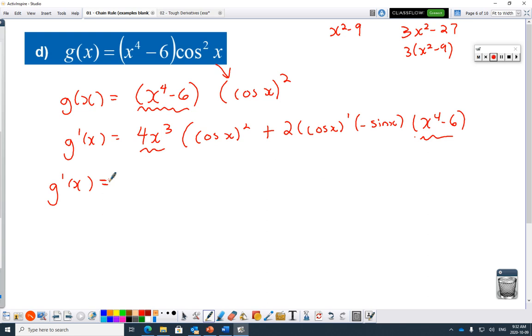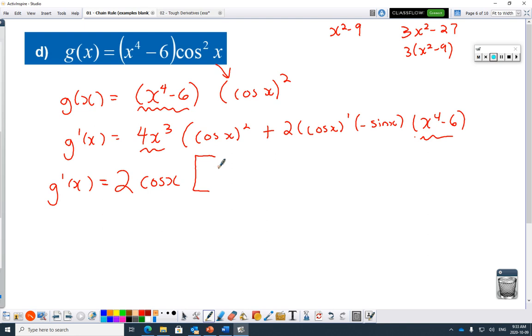4, 2, I can pull out a 2. Cos x squared, cos x, I can take out a cos x. Now me personally, and I give this advice to you now, save up your square brackets for when you're common factoring. It'll help organize your brain. Whenever you have common factoring, use a square bracket to say, okay, I common factored what was common to both these terms out front.